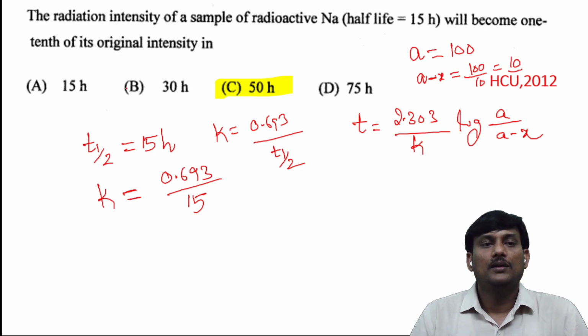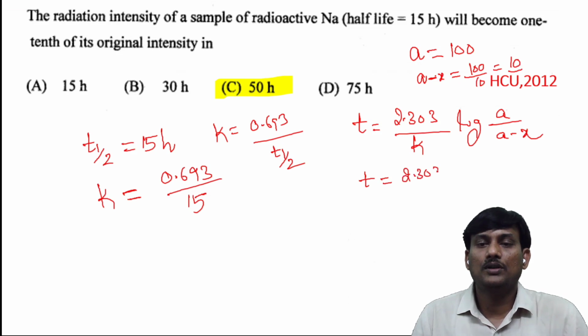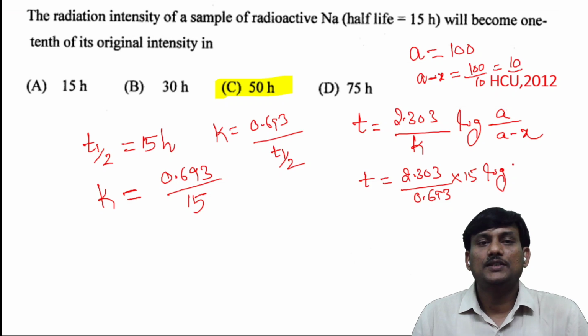So it will be 10. So when you substitute this equation, 2.303 by K value, it will be 0.693 into 15 log. Okay, the radiation intensity of a sample of radioactive will become 1/10 of its original intensity.